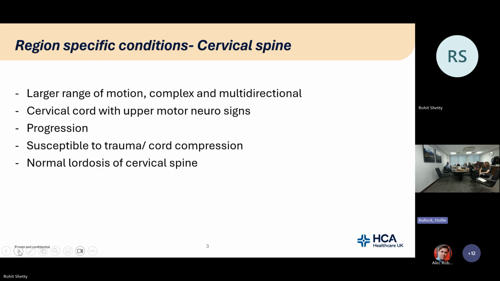If you divide the spine into its anatomic regions of the cervical, thoracic, and lumbar spine, it's important to realize that there are some specific variations which can occur within the particular region. For example, in the neck, you've got a larger range of motion. It's complex and multi-directional. But you also have the cervical spinal cord, which is the extension of the brain, which sits within that. So any compression of the cervical cord is likely, in most instances, to produce symptoms, which are likely to progress. So you need to bear that in mind.